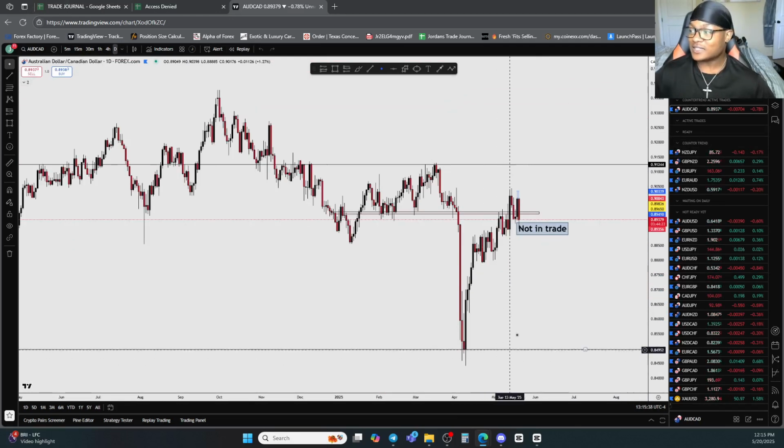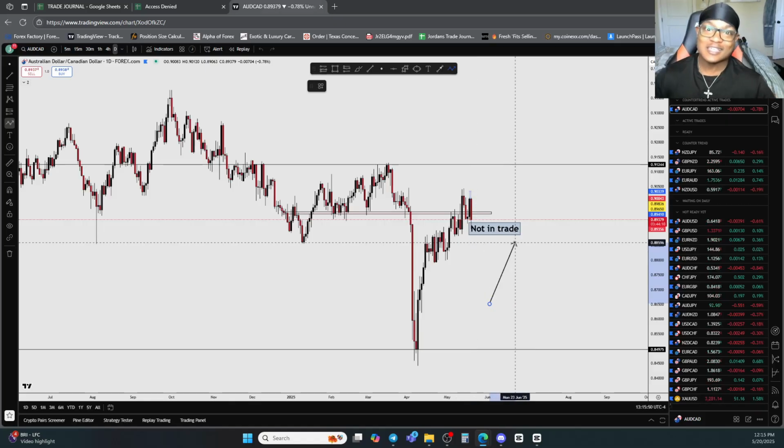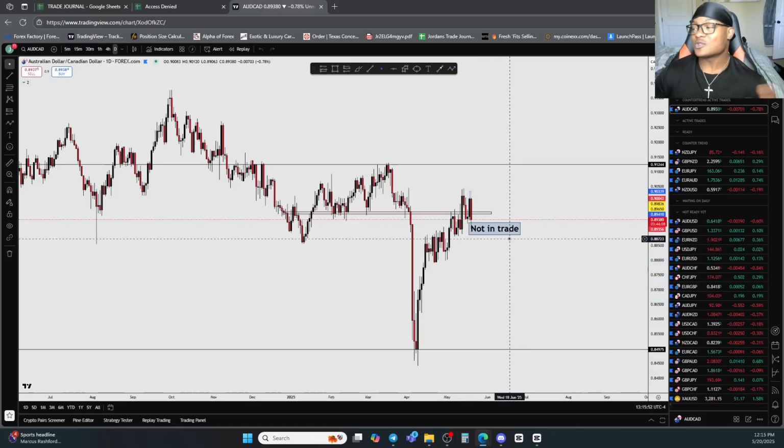This is our last example, AUD CAD. Obviously, I have it marked off that I'm not in this trade. This is a mimic trade. This is a good setup. I'm about to show you why, so let's break it down.